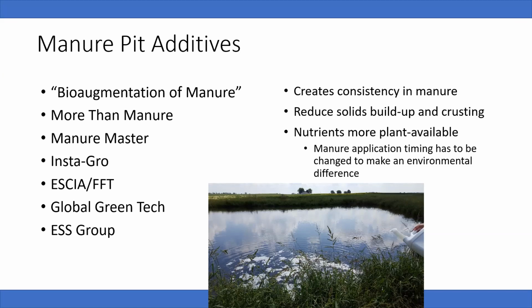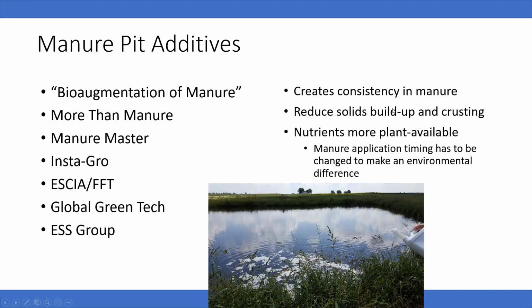If you're using manure pit additives, you want to make sure that you're applying those nutrients to a growing crop or very close to a growing crop. You don't want to be putting manure that's been treated with a manure pit additive out in the fall with no growing crop, because more than likely you're going to lose those nutrients. And when those nutrients are more in that dissolved form, they're going to fuel those algal blooms even more than what we would have started with raw manure.